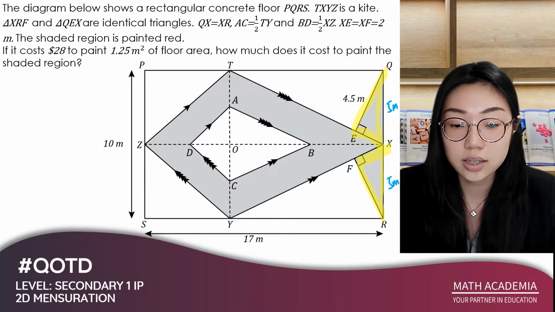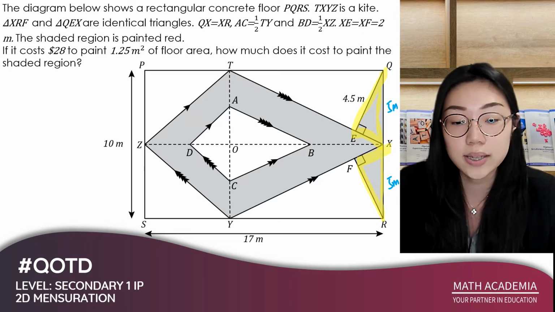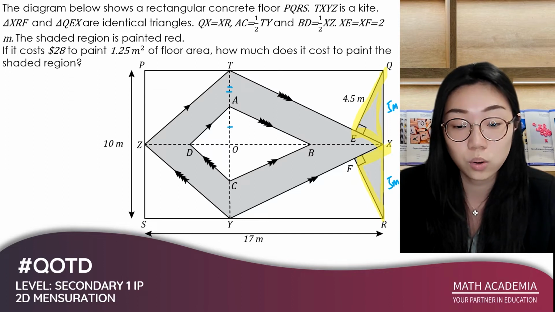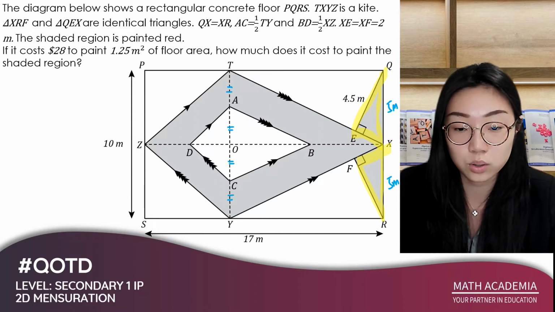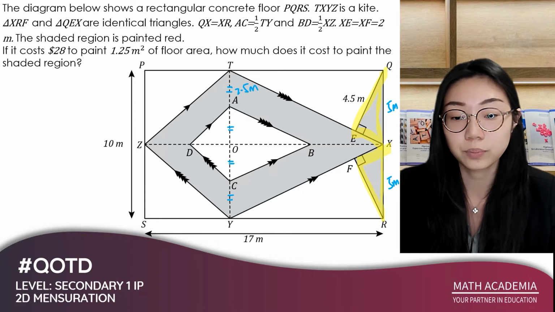The question says that AC is half of TY. With the extra knowledge that QX is the same length as XR, we can safely conclude that TA is the same length as AO, which is the same length as OC, which is the same length as CY. So therefore, 2.5 meters each.